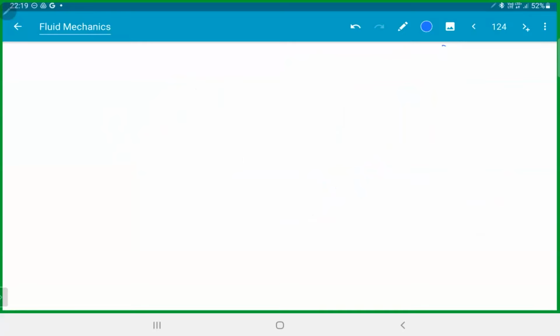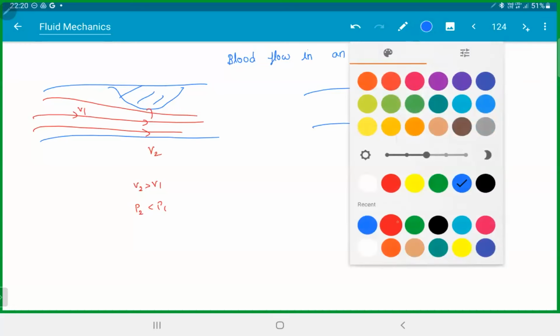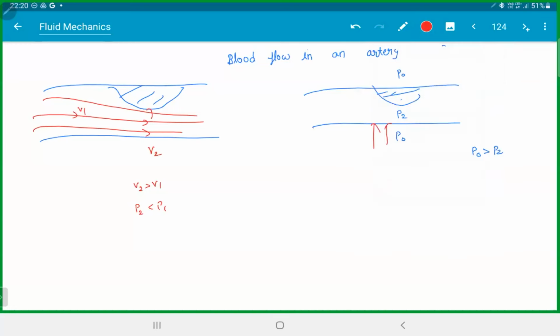So here velocity is more. So V2 is greater than V1. So the pressure P2 becomes less than P1. So what happens with the artery? Because of this blockage, the pressure outside is P0. The pressure here is P2, and P0 is greater than P2. That means this pipe is being pushed inward, right?